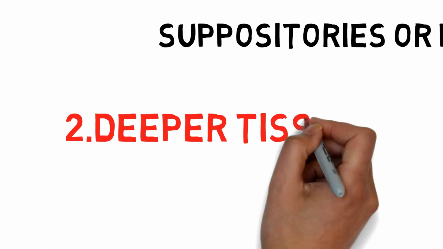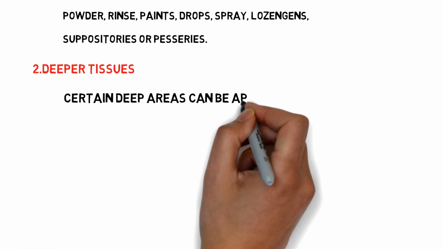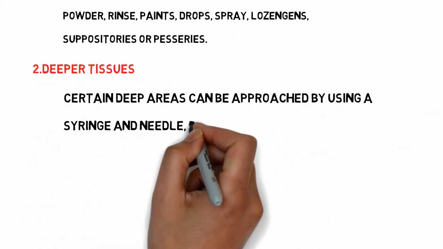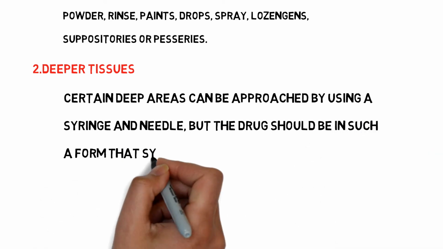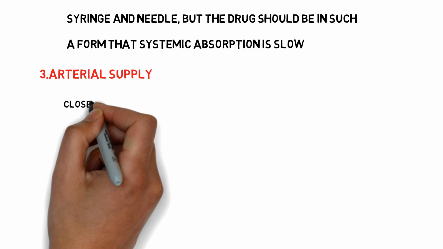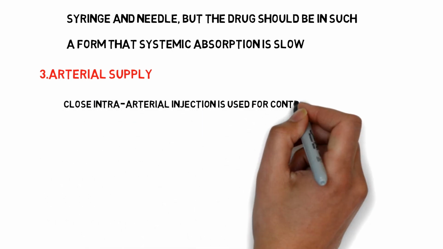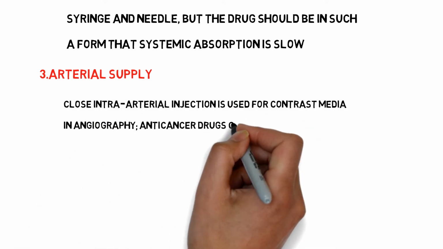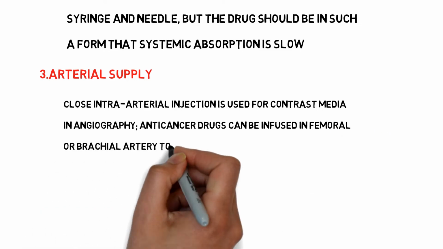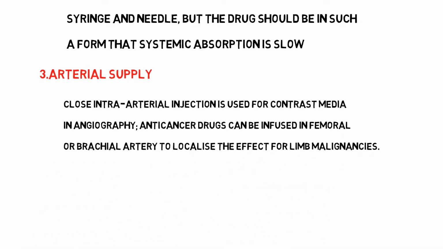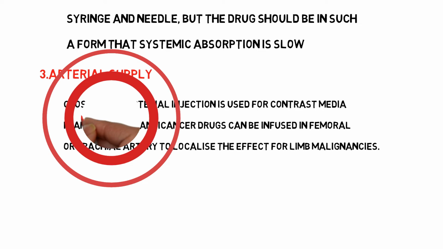Deeper tissues. Certain deep areas can be approached by using a syringe and needle, but the drug should be in such a form that systemic absorption is slow. Arterial supply. Close intra-arterial injection is used for contrast media in angiography. Anti-cancer drugs can be infused in the femoral or brachial artery to localize the effect for limb malignancies.